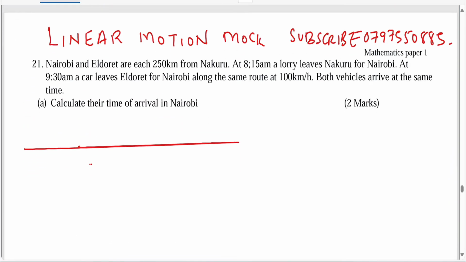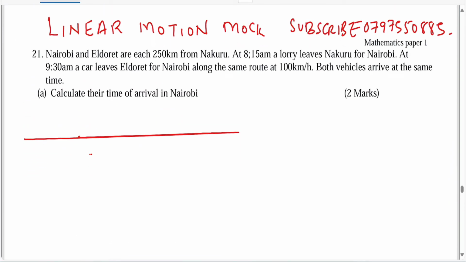Okay, sorry for that. So now if you see this question quite carefully, then this question is very easy to solve. Ni swali rahisi sana. Umeambiwa Nairobi and Eldoret are each 250 kilometers from Nakuru. So maanisha Nakuru ndo town ambayo iko katikati hapa. And let's say Eldoret ni hapa, Nairobi ni kule. So let's assume this is Eldoret. Okay. And here is Nairobi. Whichever way, as long as we get the answer.